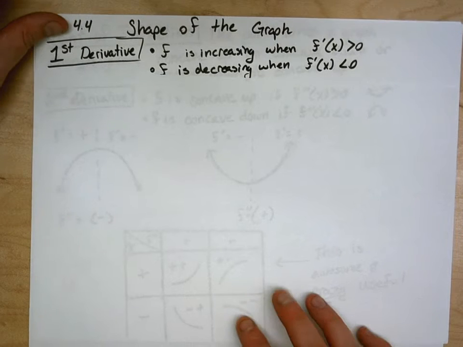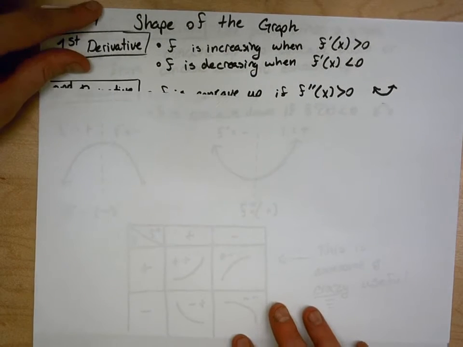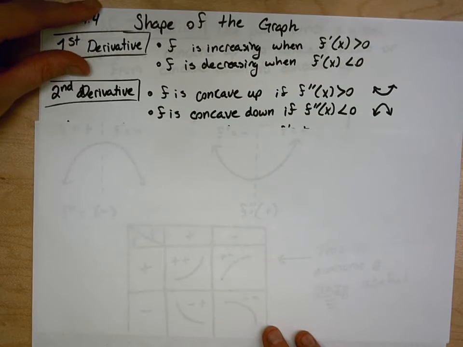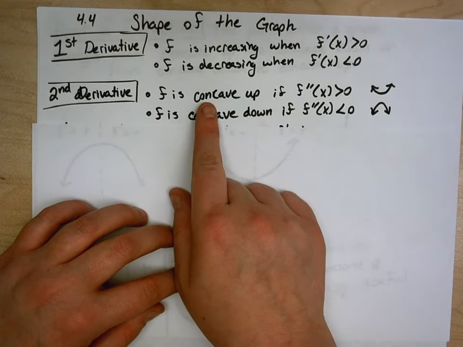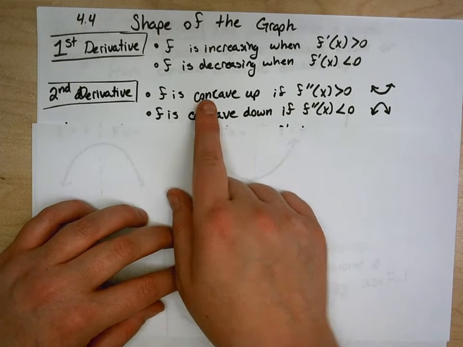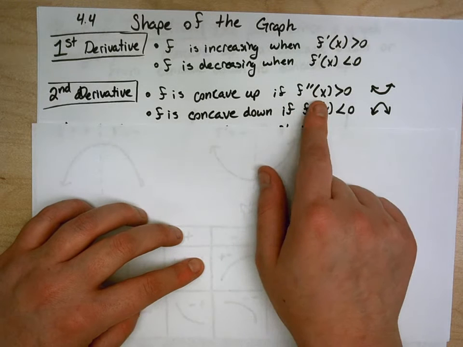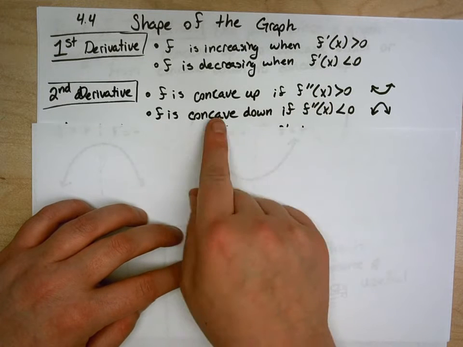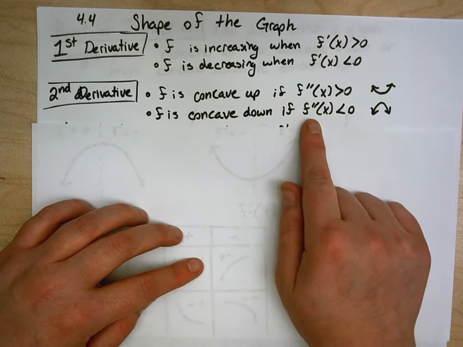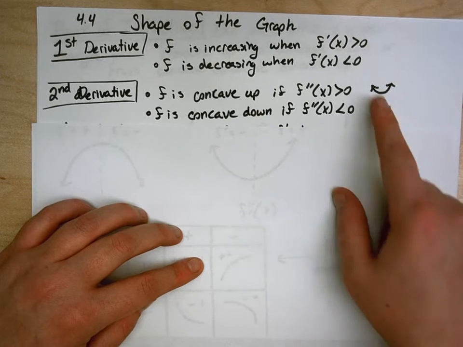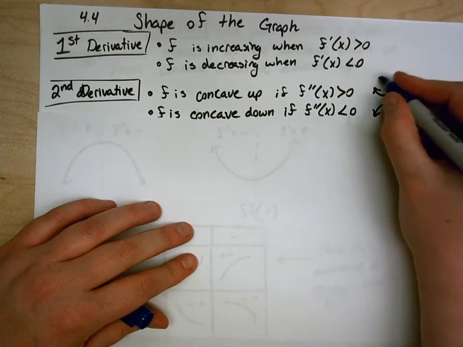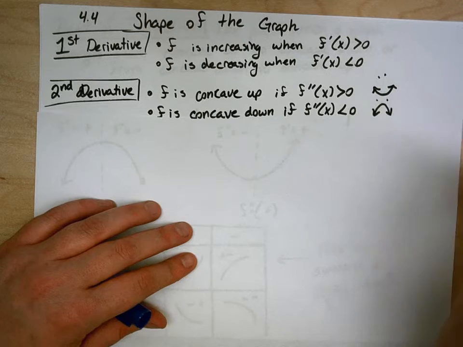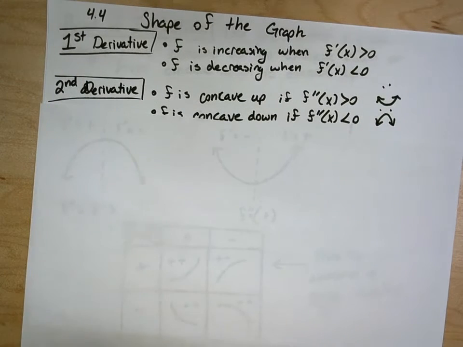Now, the interesting thing is that our second derivative gives us a little bit more information. So f is concave up if our second derivative is positive, and it's concave down if our second derivative is negative. So don't forget that concave up makes a smiley face, and concave down makes a grumpy face.